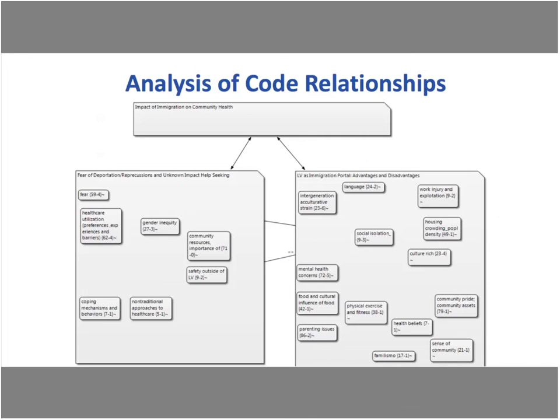So those arrows mean distinguishing something different about these codes. These codes all have to do with issues of fear of deportation, repercussions of unknown impact and help seeking. These codes all have to do with residents, the neighborhood as an immigration portal, and both of these sub-themes have to do with the impact of immigration on community health. So being able to visually see how these fit together, and see these numbers refer to how often this code was coded and how often it co-occurred with other codes.